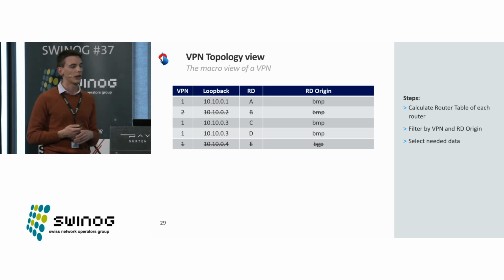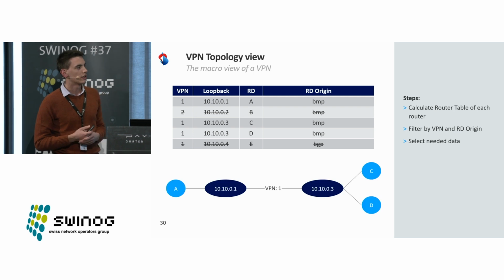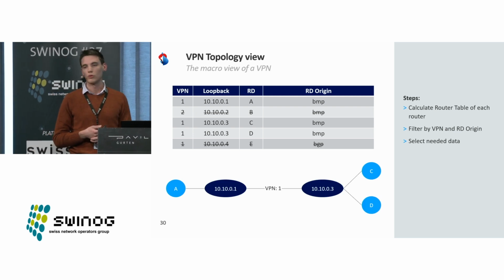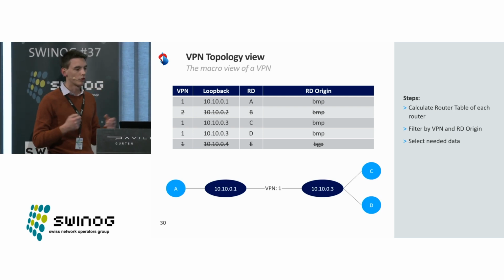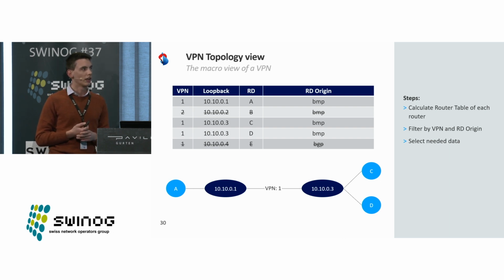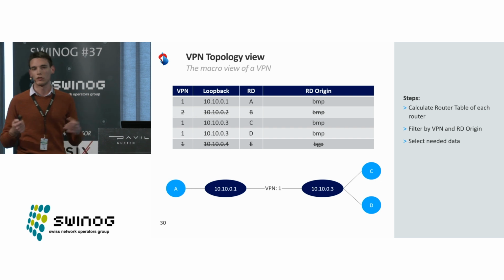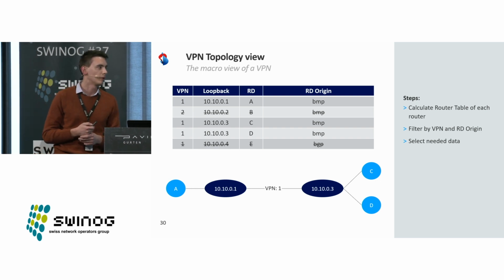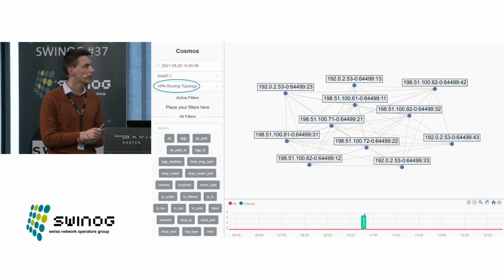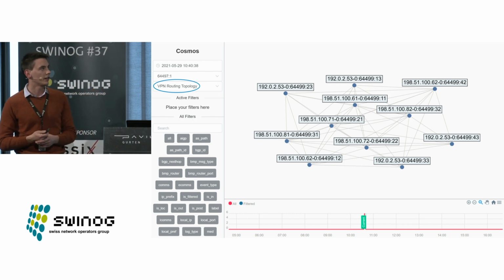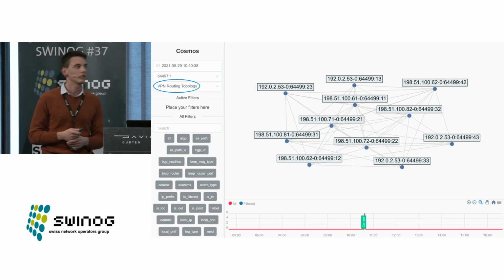So we have 3 lines, and from here, it's pretty trivial. You can draw the map. So of course, this is the simple example. You can, for example, immediately see if a PE got disconnected for some reason from your VPN. The second one is more interesting. Here we add routing information to our topology.